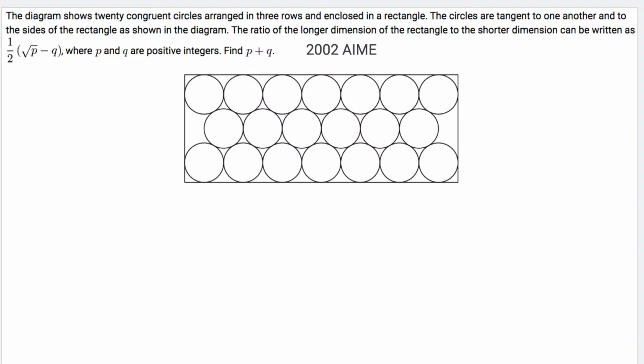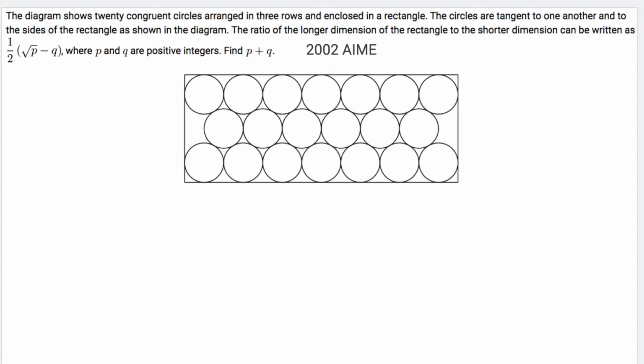Now, the diagram shows 20 congruent circles arranged in 3 rows and enclosed in a rectangle. The circles are tangent to one another and to the sides of the rectangle as shown in the diagram. The ratio of the longer dimension of the rectangle to the shorter dimension can be written as 1 over 2 times the square root of p minus q, where p and q are positive integers.